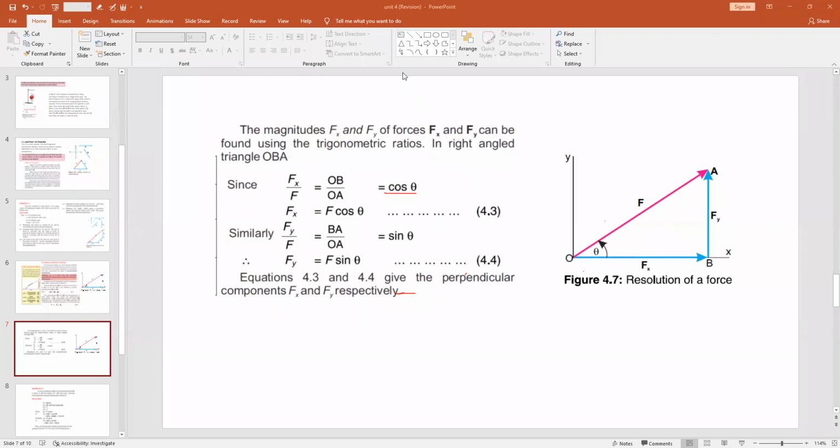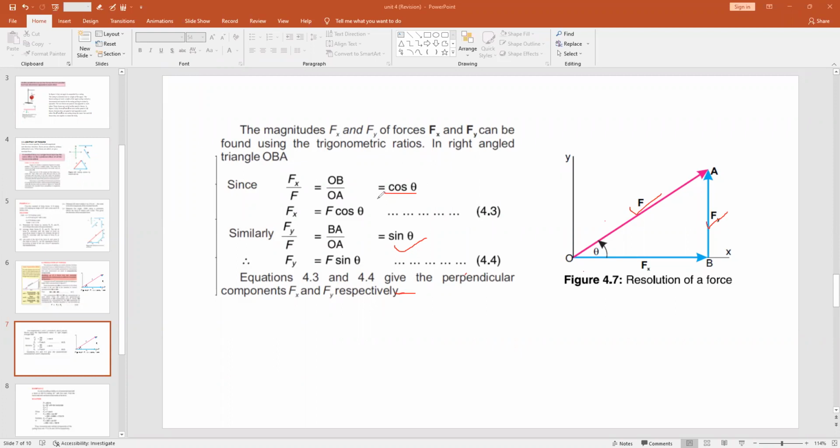And if you see, Fx is equal to this OB, and F is equal to this OA. So this is the value of cos theta. Now, similarly, we can also find out the value of sine theta, as sine theta is equal to perpendicular over hypotenuse. In figure 4.7, the perpendicular is AB, that is equal to Fy, and the hypotenuse is F, that is equal to OA. So sine theta is equal to Fy by F, which is BA over OA.